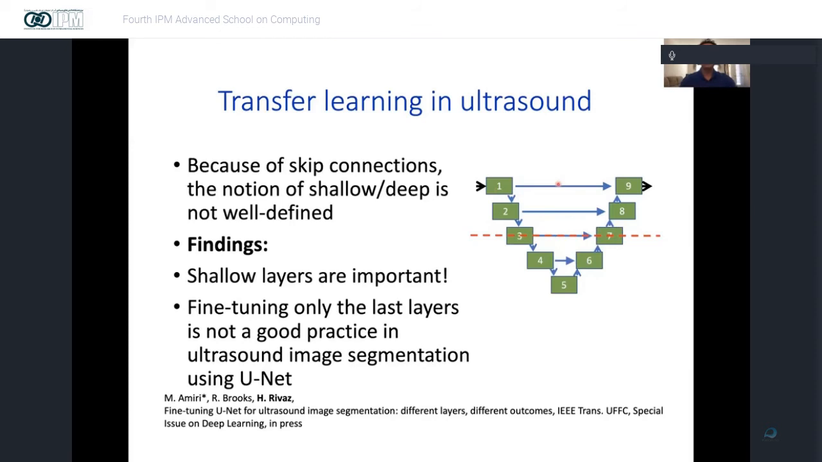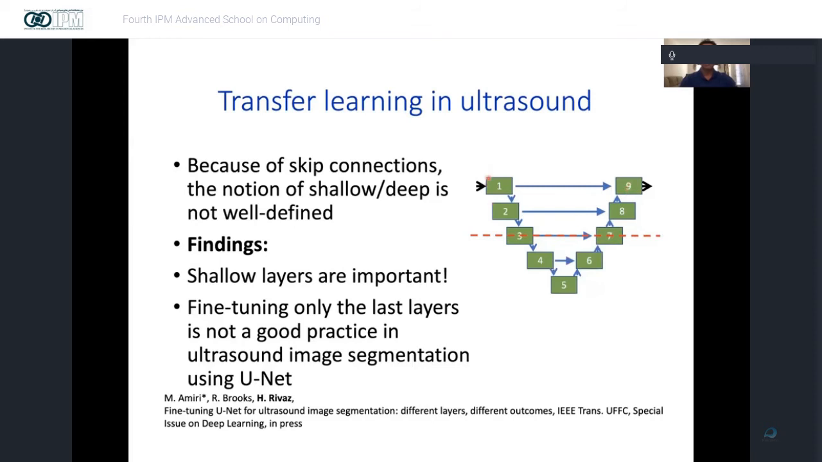And we found out that shallow layers are actually important. So our hypothesis was correct. The speckle pattern in ultrasound is important for segmentation. And in fact, what is common in classification, and what many researchers have done in segmentation also following the classification work, where we fine-tune the last layer, often results in the worst results. So it's very discouraged to fine-tune this last layer.